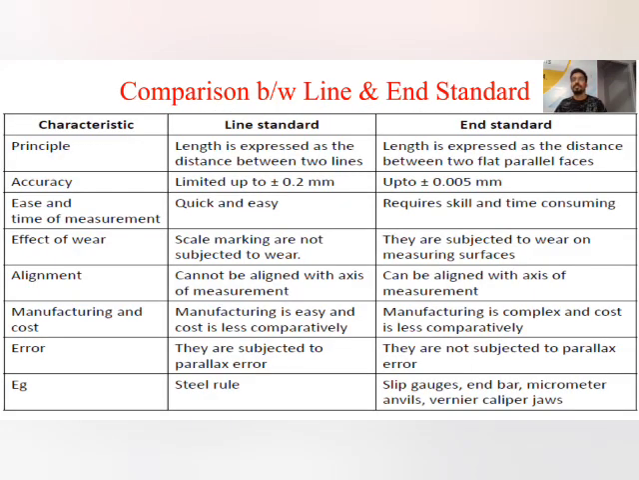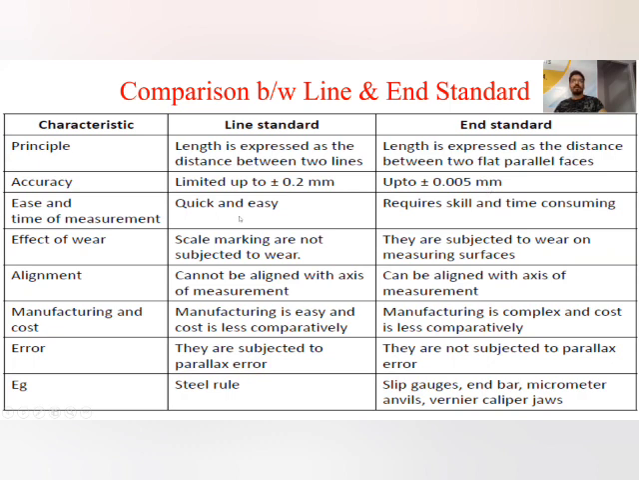Now, what is the difference between line standard and end standard? I have divided it in terms of characteristics. The first one is the principle. What is the principle of line standard? Line standard is expressed as the distance between two parallel lines, but in the end standard, length is expressed as the distance between two parallel flat surfaces. Accuracy: it is limited to plus minus 0.2 mm. As we see, the normal scale that we use in our day-to-day life has an accuracy of plus minus 0.2 mm. But the accuracy of end standard is 0.005 mm.